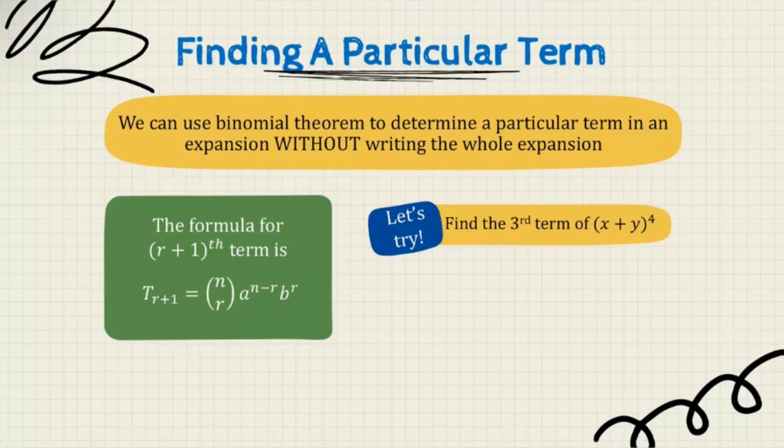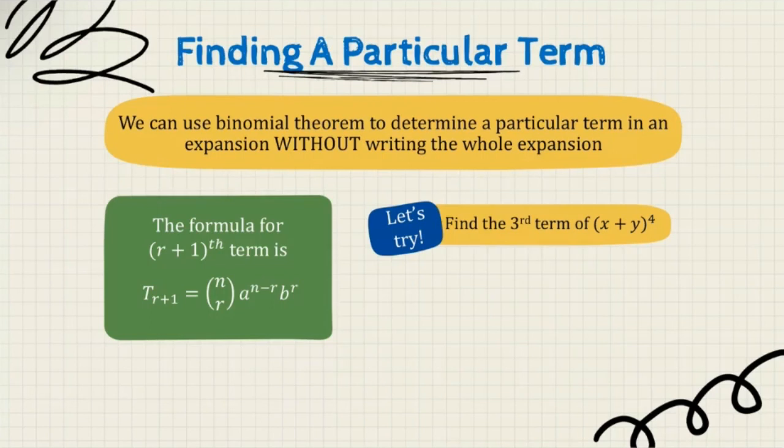So kat sini dia kata apa? We can use binomial theorem to determine a particular term without writing the whole expansion. So tanpa kita expand the whole thing, kita boleh tahu value kepada that particular term lah.